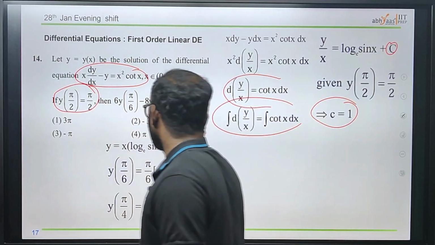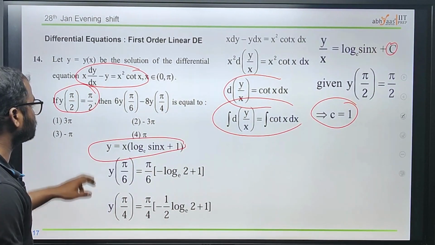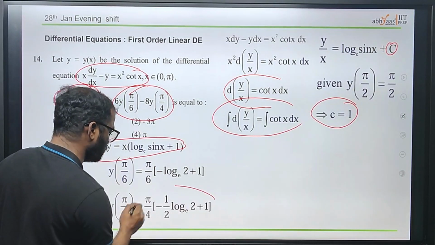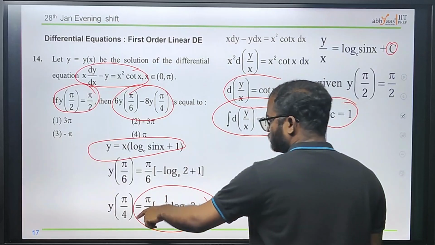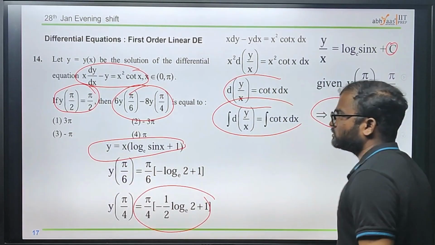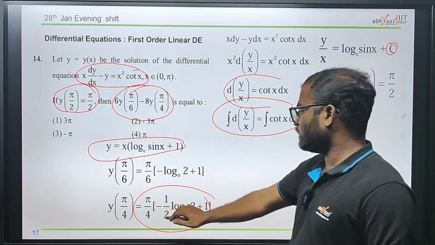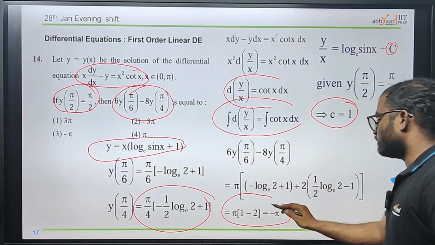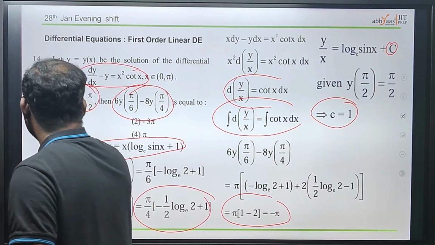Now we have y as a function. Just put the values in order to find the answer. We get y of pi by 4 as this and y of pi by 6 as this. Multiply with 6 and with 8, and after simplification we get minus pi as the answer. Therefore, 3 is the right option.